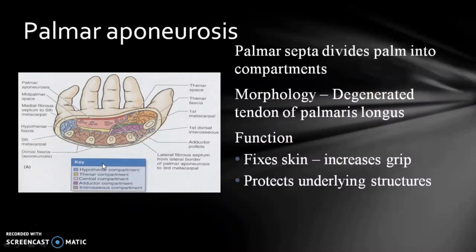So this palmar septa divides the palm again into some compartments, and morphologically this palmar aponeurosis is nothing but degenerated tendon of palmaris longus, which we already saw before. The function of this is to fix the skin, which increases the grip, and it protects the underlying structures, especially vessels and nerves.